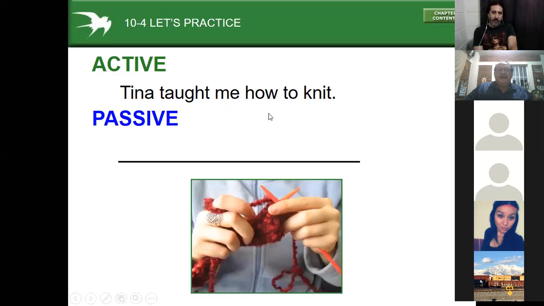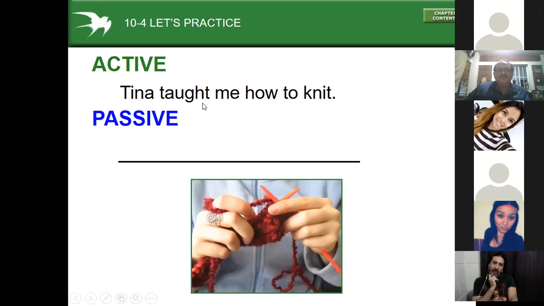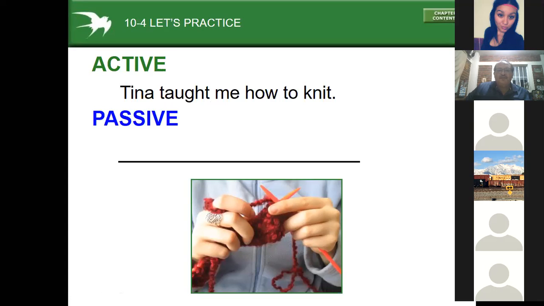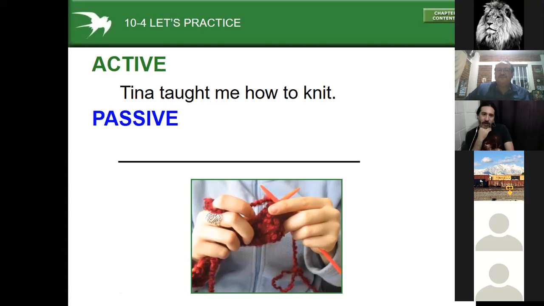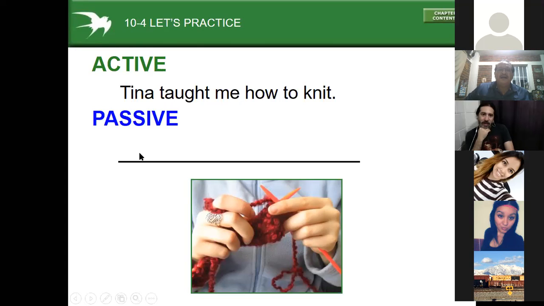Tina taught me how to knit. Past tense of teach. Yes, past tense of teach. What is the subject? Tina. And the object? To knit. No, the object. Remember, the object is immediately after the verb. Me. Then me, if we change me to the subject, will be? I.